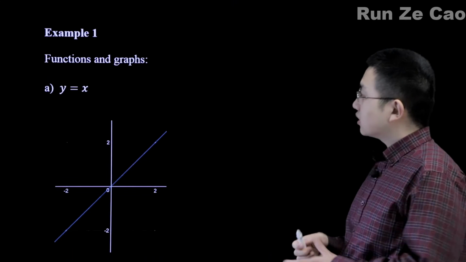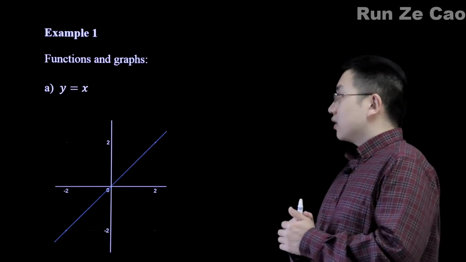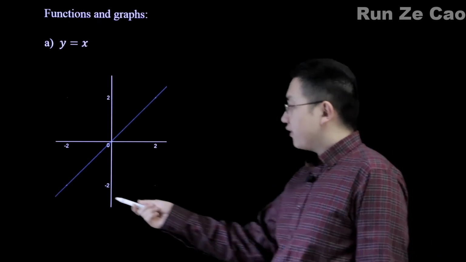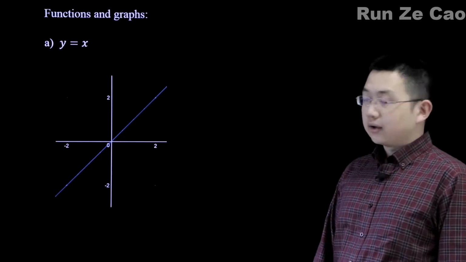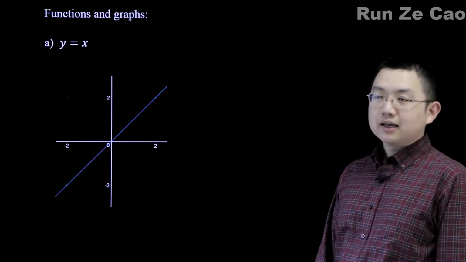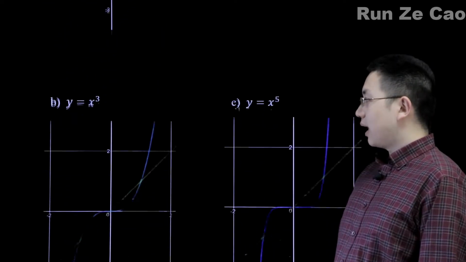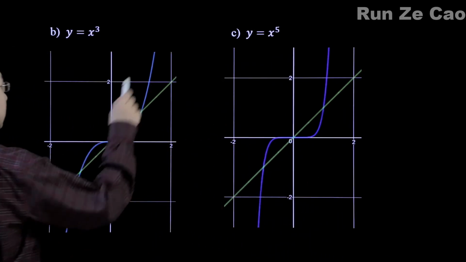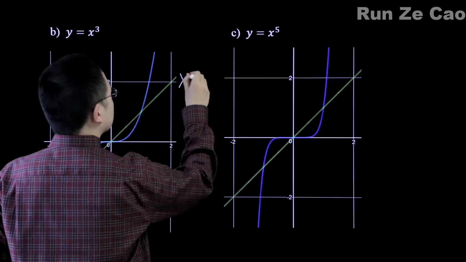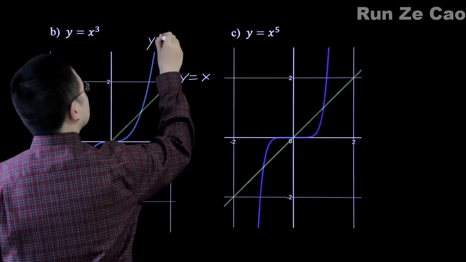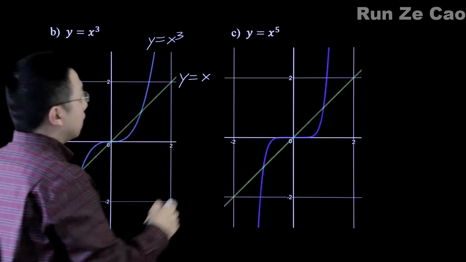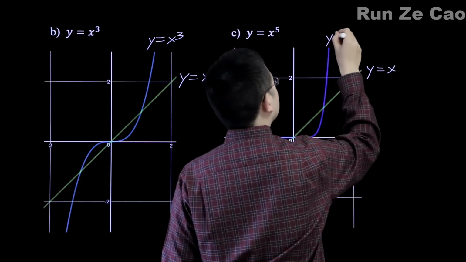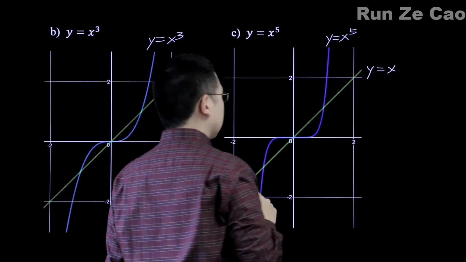So example 1, functions and graphs. y equals x is the simplest that we can have. And when we graph it, it looks like this. I do not think this is very complicated. But when we get to y equals x to the third power, let's compare that with y equals x. So this here is y equals x, and this here is y equals x to the third power. And y equals x to the fifth power, we also compare to y equals x. What's the difference between these?